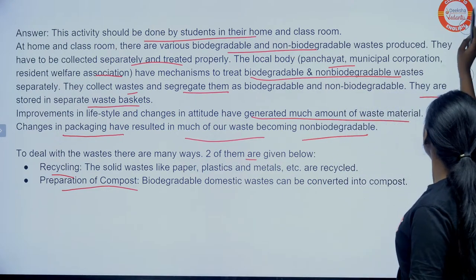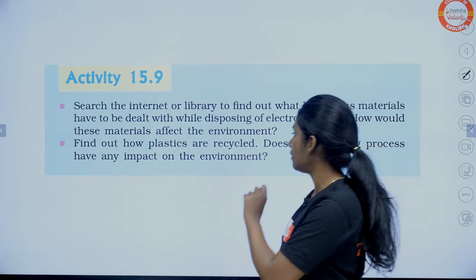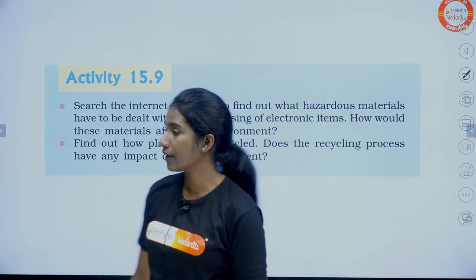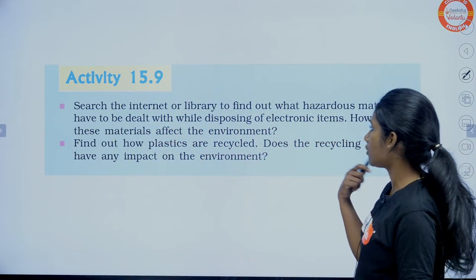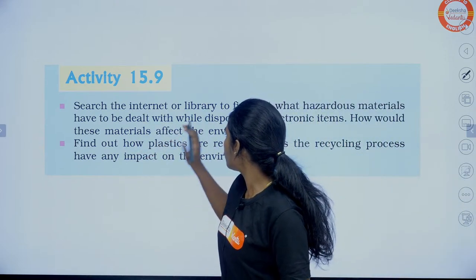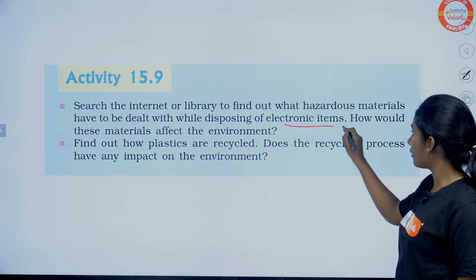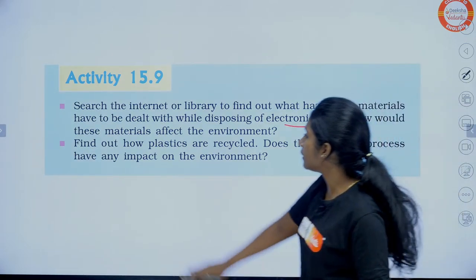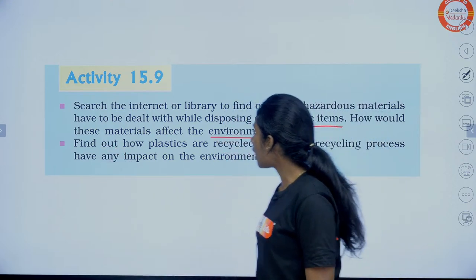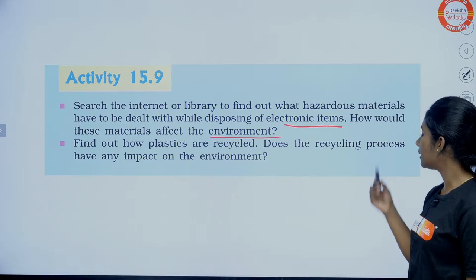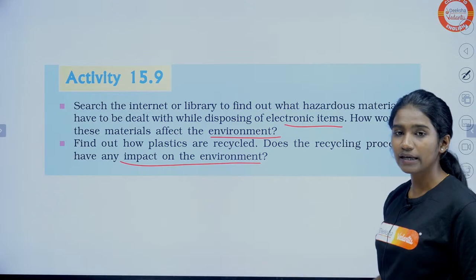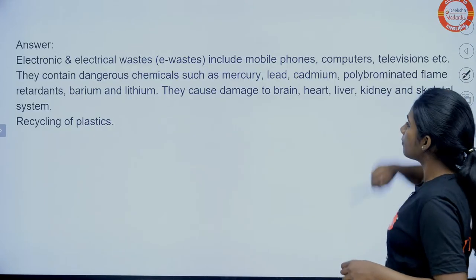Okay, so yeah, I guess this is the last activity from the chapter, Our Environment. Okay. So, search the internet or library to find out what hazardous materials have to be dealt with while disposing of electronic items. How would these materials affect the environment? Okay. And then find out how plastics are recycled. Does the recycling process have any impact on the environment? See, recycling is a good thing. It will actually protect us, right?